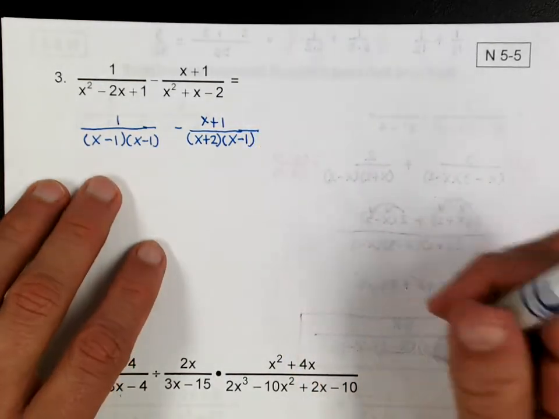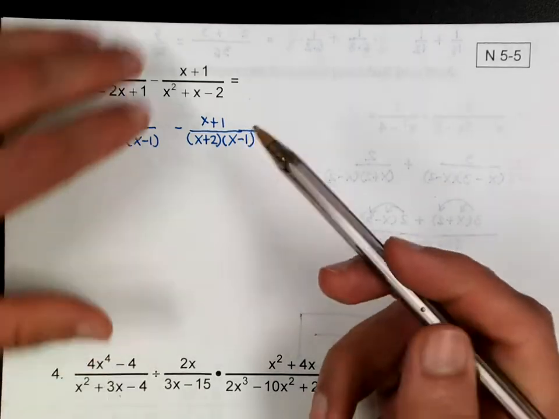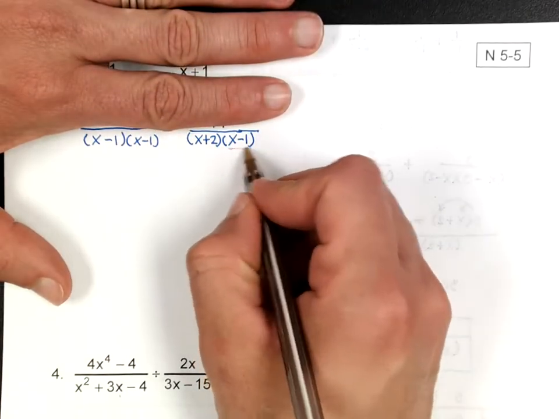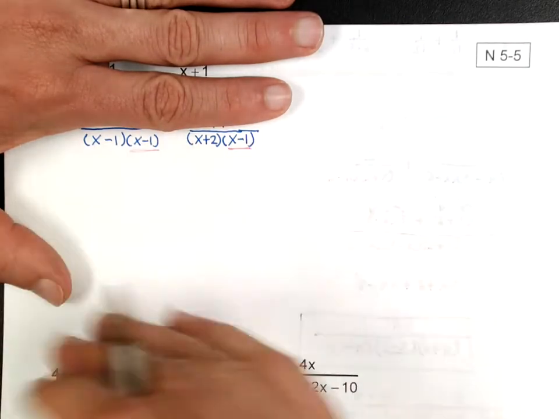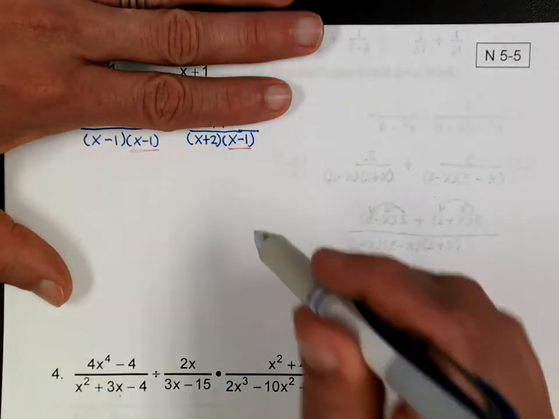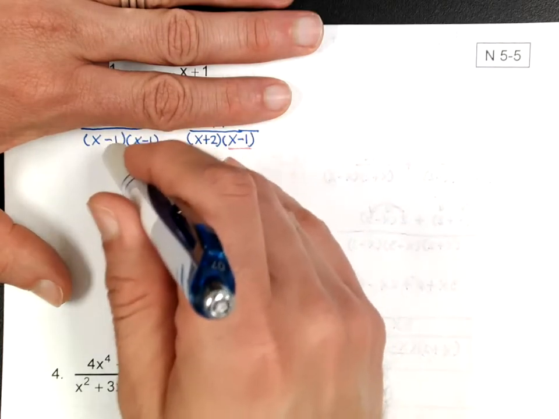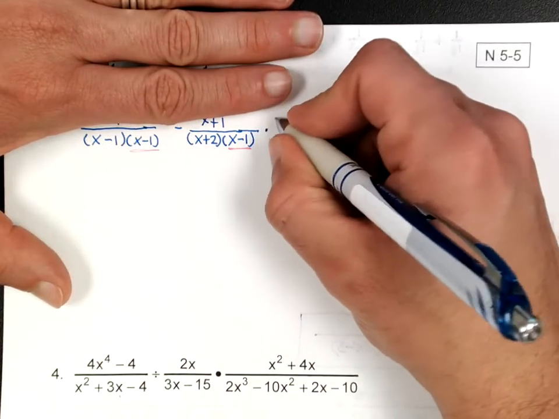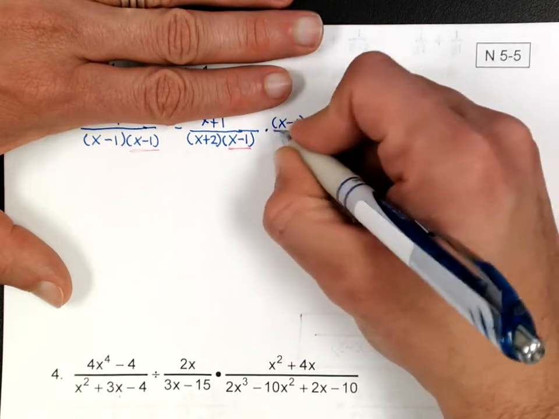Now look, just focus on the denominators. I'm going to cover the numerators so you don't have to pay attention to them. You have this in common. I have that in both of these. Now, what am I missing here that I have here? I'm missing an x minus 1. I already have one, but I'm missing another one. So I'm going to multiply top and bottom by x minus 1.